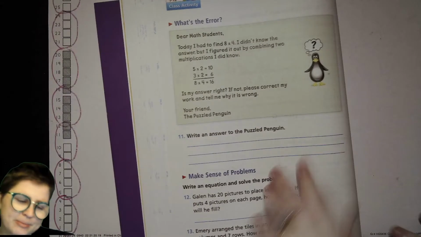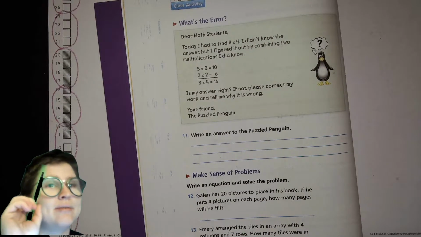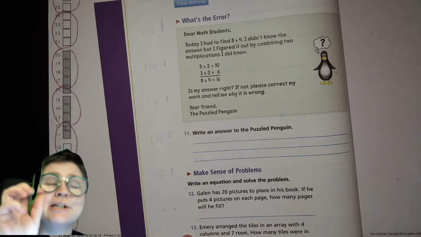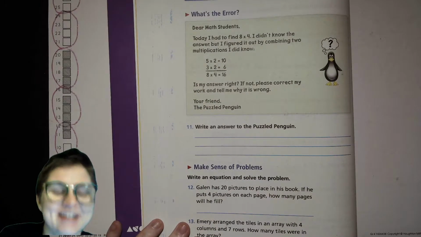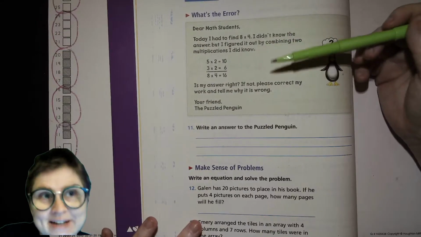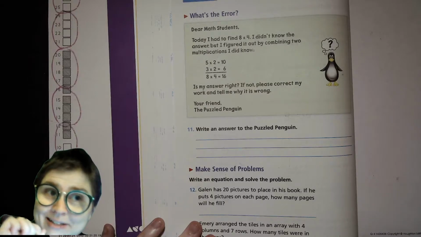All right. Let's go ahead and look at how we can help our dear puzzled penguin. Remember, puzzled penguin never gets it right, but oh, my pen looks cool. Oh, it's because I have a green screen. Puzzled penguin makes mistakes that kids make, and that's why we're talking about it. So you might make a similar mistake too.